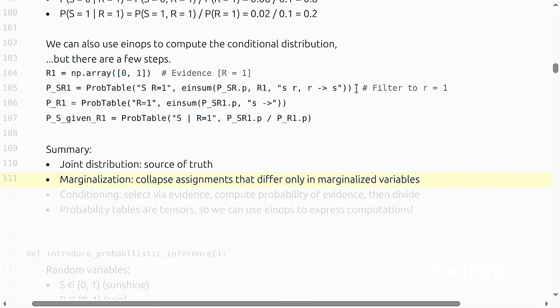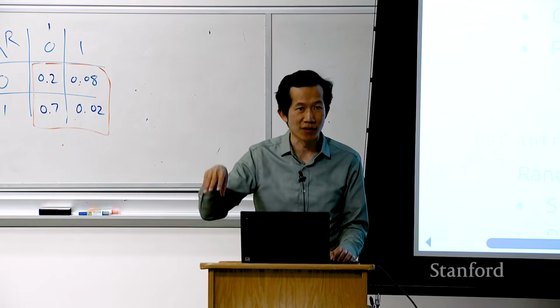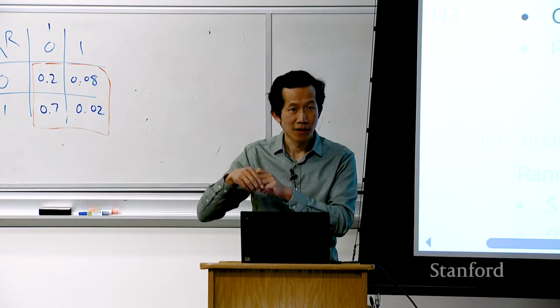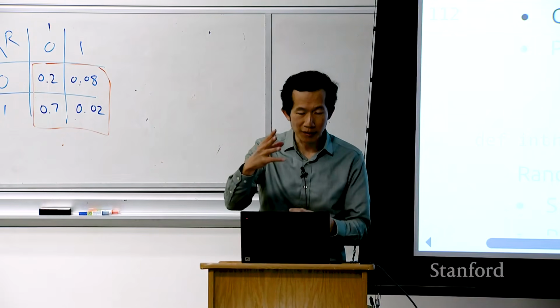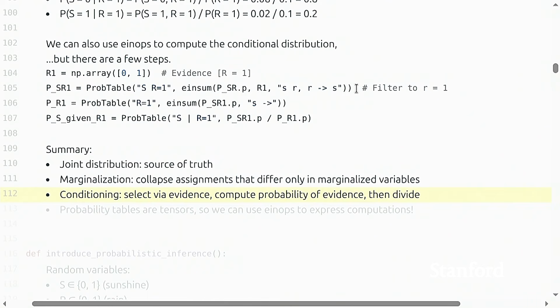So marginalization, the intuition is that you're collapsing assignments that only differ in the marginalized variables. So you're ignoring some variables, so you're ignoring differences in some variables. And then conditioning, you should think about as you observe something in the world, like it's raining, and you want to condition on that, which means that you select by the evidence, compute the probability of evidence, and you divide. And that gives you the renormalized probability of whatever you're interested in, conditioned on that event. And finally, the probability tables are tensors, so we'll be using einsum to express these computations.